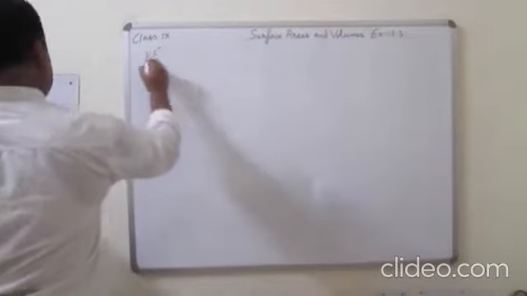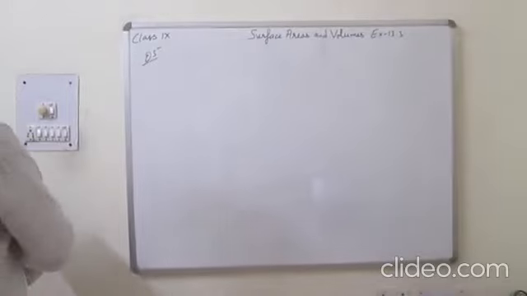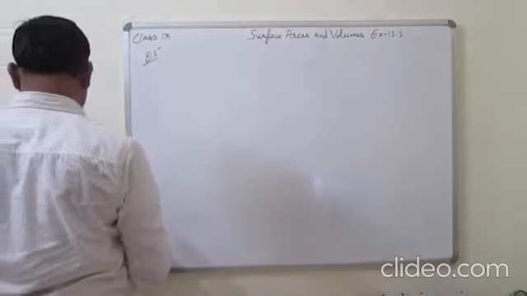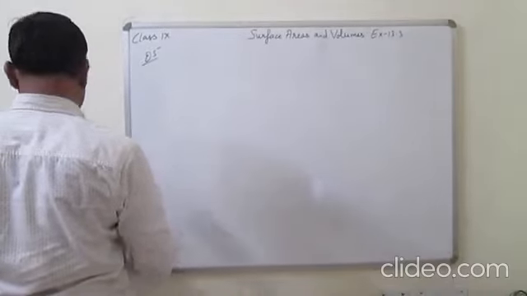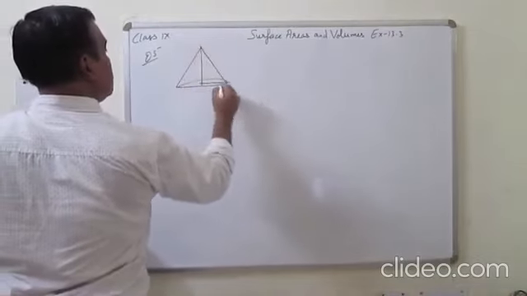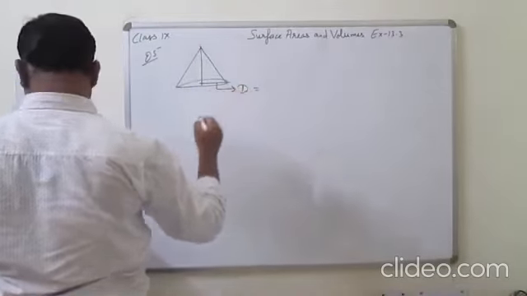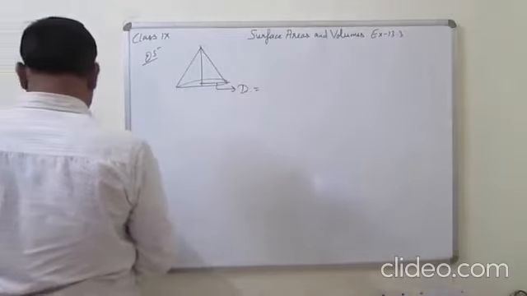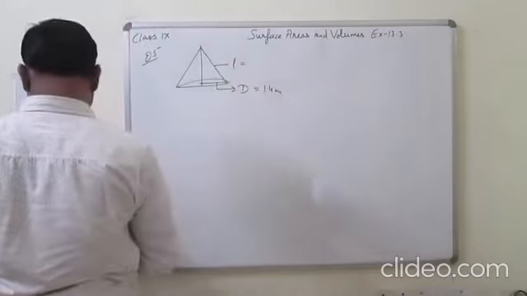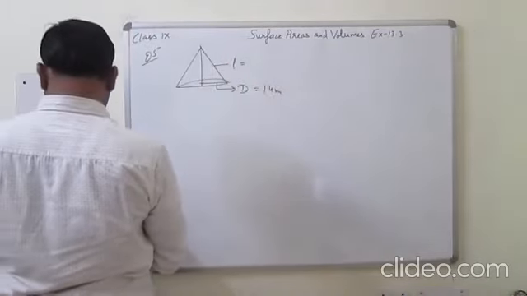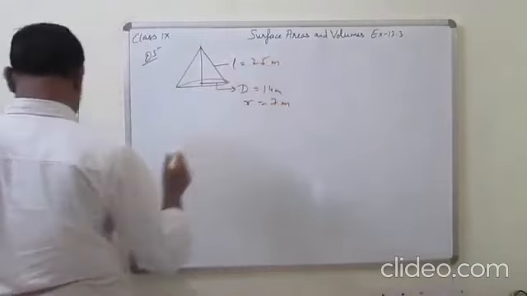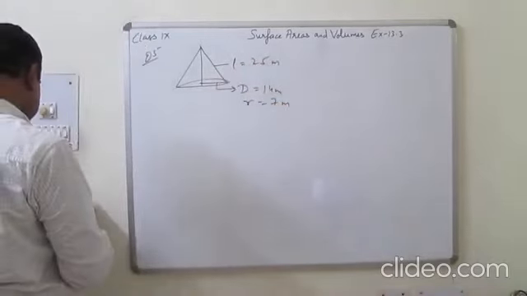Question 5. The slant height and the base diameter of a conical tomb are given. This is a conical tomb, its base diameter is given to you, 14 meter, and slant height is given to you, 25 meter. So R is 7 meter. This is given to you.